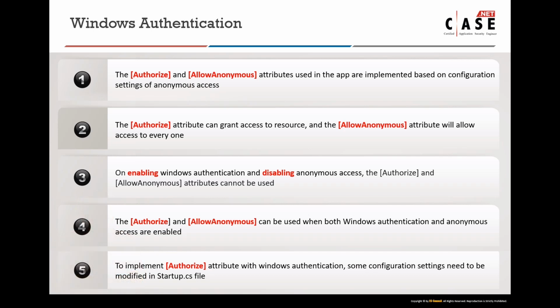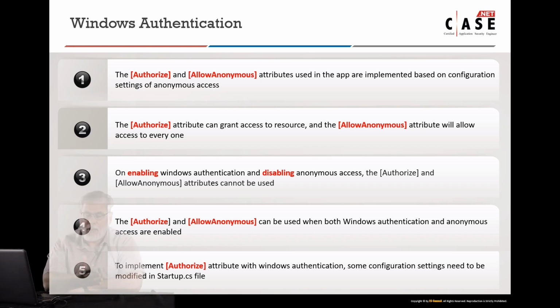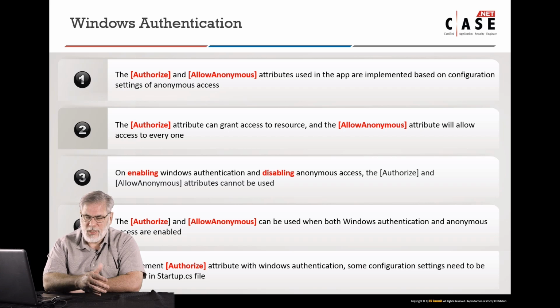When you enable Windows authentication and disable anonymous access, the Authorize and AllowAnonymous attributes can no longer be used, because you've just made a selection. Authorize and AllowAnonymous can be used when both Windows authentication and anonymous access are enabled. In other words, if you chose to disable anonymous access, these other attributes we just discussed are no longer relevant because you're not allowing anonymous access. That's pretty straightforward.